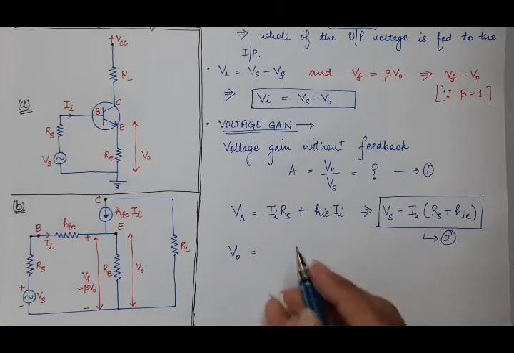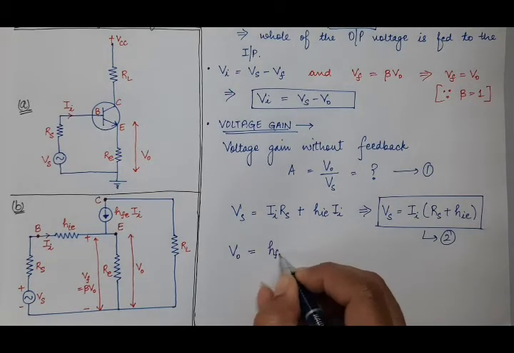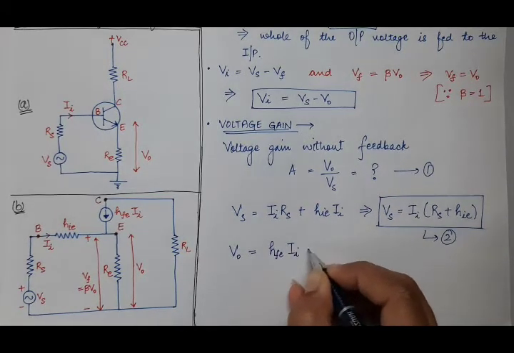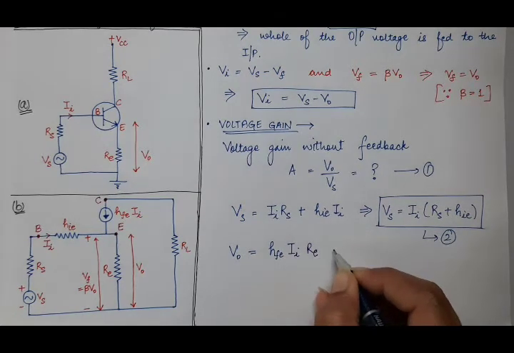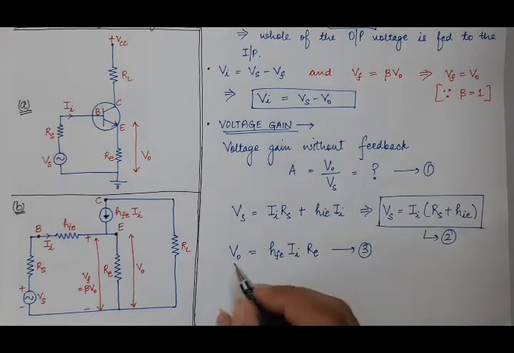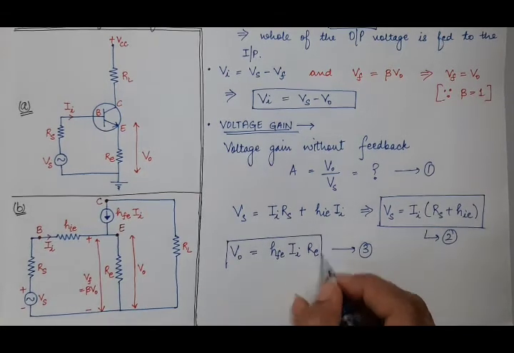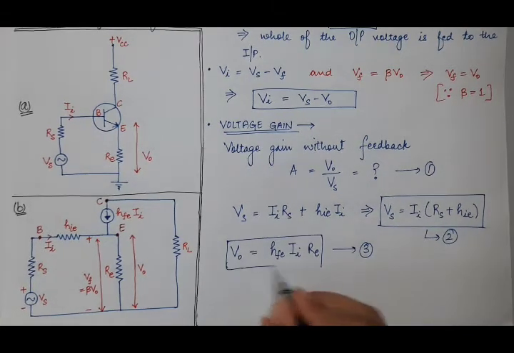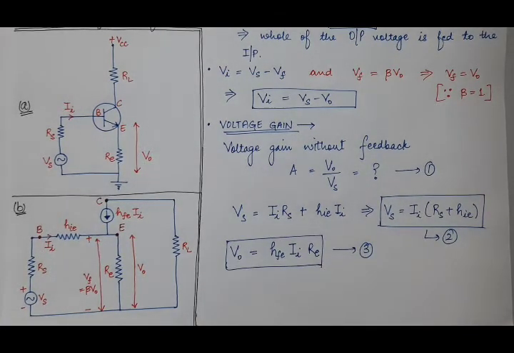So what is the current through Re? It is HFE into II. This is the current through Re multiplied by the resistance Re. And suppose this is equation 3rd. Now put both of these values from equation 2nd and 3rd in equation 1.